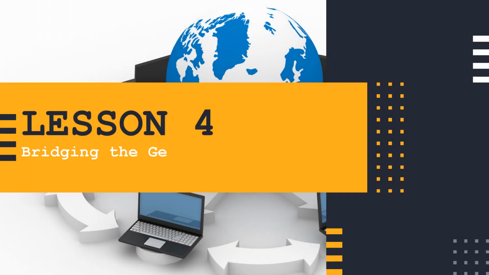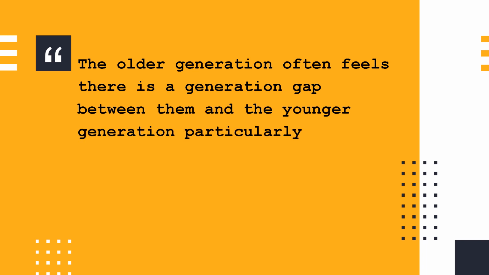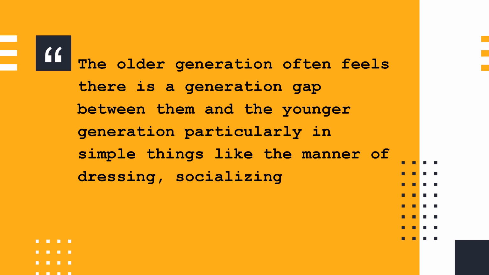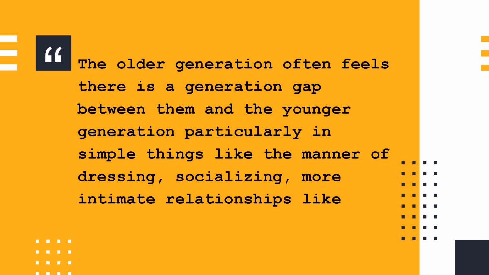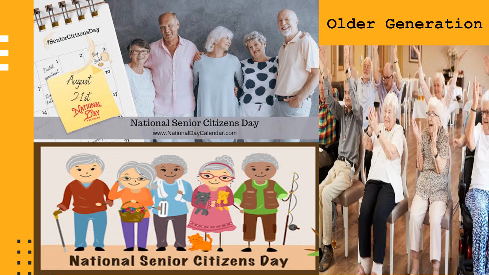Lesson 4: Bridging the Generation Gap. The older generation often feels there is a generation gap between them and the younger generation, particularly in simple things like the manner of dressing, socializing, and more intimate relationships like friendship and marrying. And these are the usual pictures of the older generation.